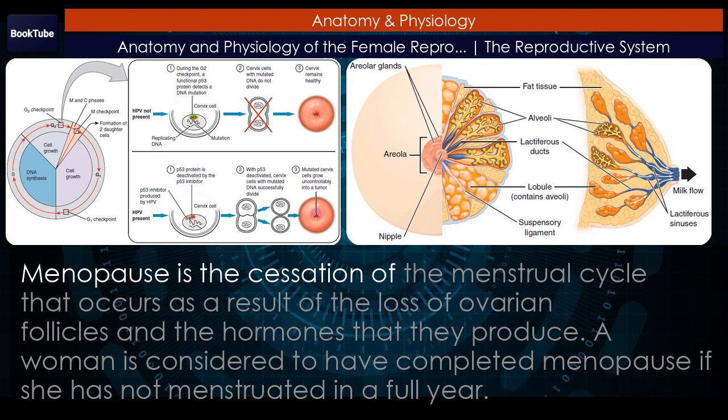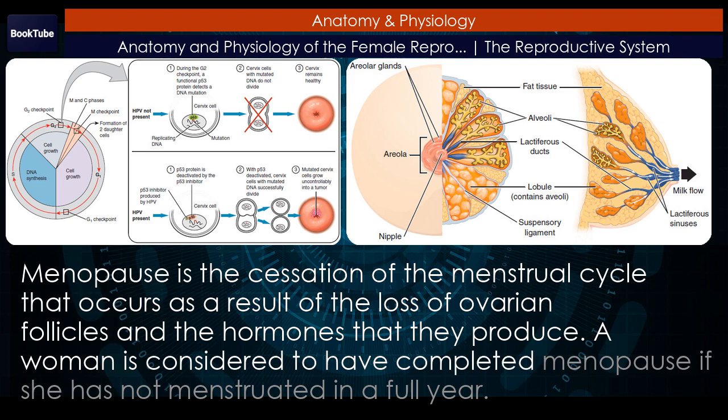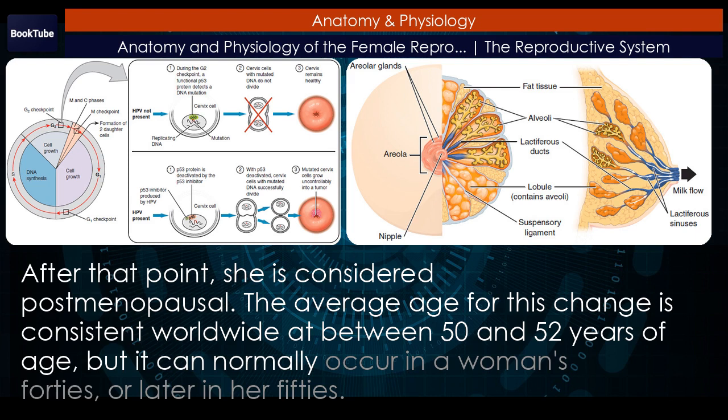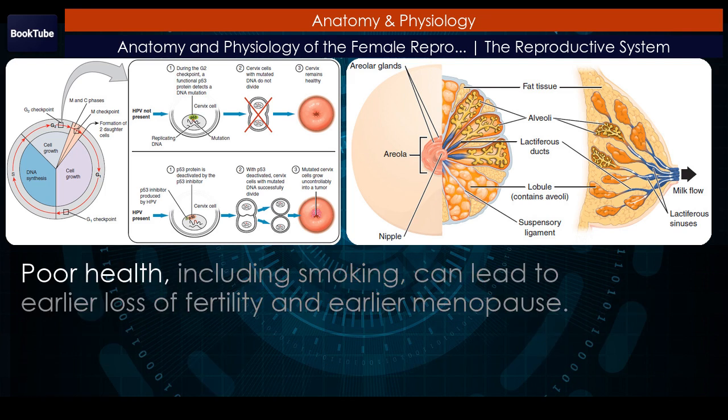Menopause is the cessation of the menstrual cycle that occurs as a result of the loss of ovarian follicles and the hormones that they produce. A woman is considered to have completed menopause if she has not menstruated in a full year. After that point, she is considered postmenopausal. The average age for this change is consistent worldwide at between 50 and 52 years of age, but it can normally occur in a woman's 40s or later in her 50s. Poor health, including smoking, can lead to earlier loss of fertility and earlier menopause.